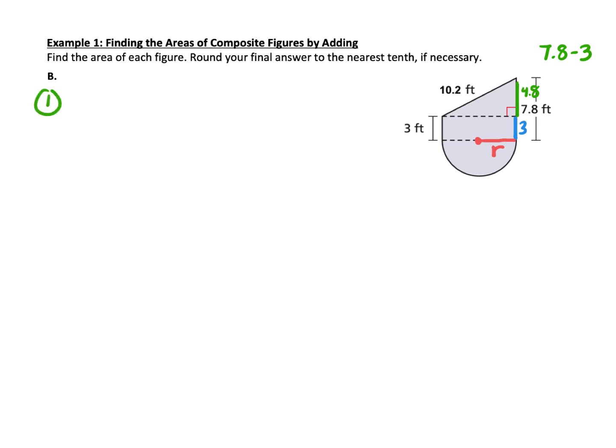So step 1, area of triangle. We know that the area of a triangle is calculated with the formula area equals 1/2 BH, and the B and the H need to be perpendicular to each other. This is a right triangle, but see how we're actually missing the B right there? We don't know the base. We know the height is 4.8, and we have the hypotenuse 10.2.